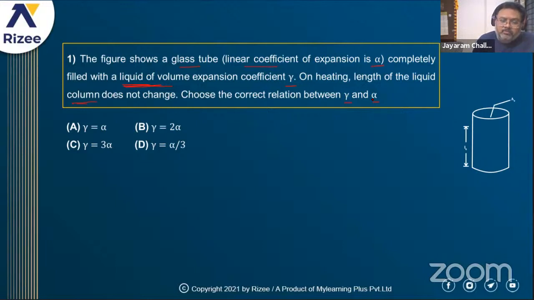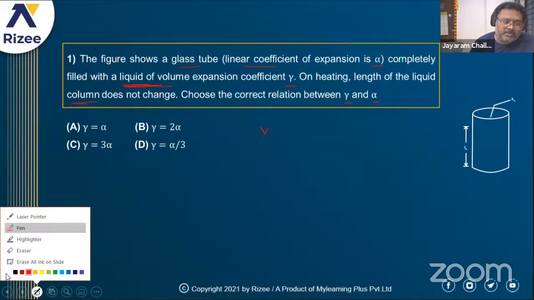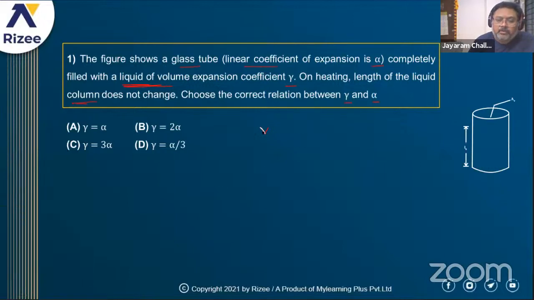So what is going to happen here? The liquid undergoes only volume expansion. For the volume expansion of the liquid, the volume V is equal to the initial volume times 1 plus gamma delta T. This is the volume expansion of the container. We can say volume can be written as area into length. Since the length is not changing, what can change is the area after the rise in temperature.